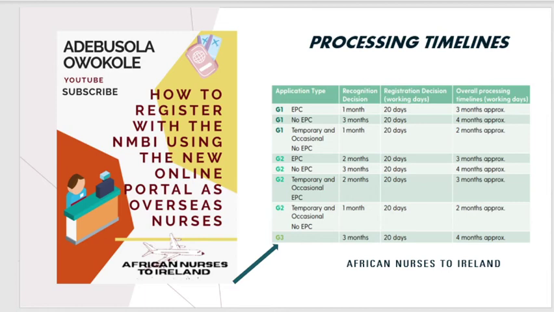So eventually, when you are ready for that, when you have successfully completed everything, your registration decision is going to take 20 days. You need to log back in and then fill in the requirements and submit your documents on my NMBI. Then it takes another 20 days, approximately 4 months in processing for group 3 applicants.